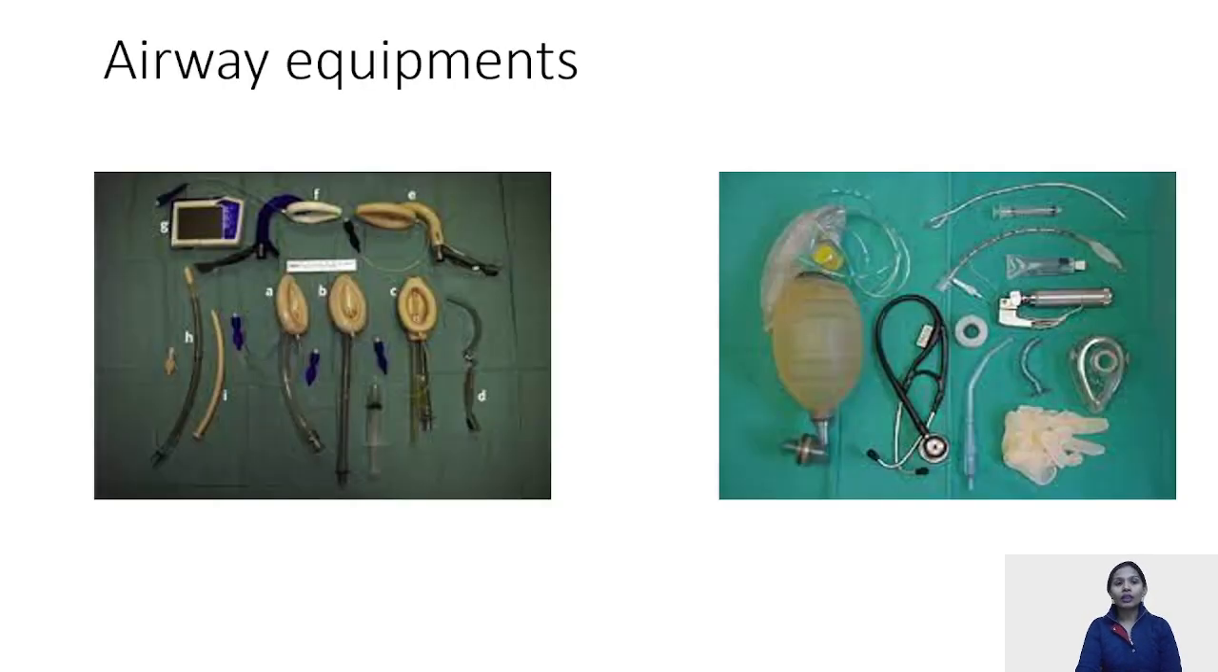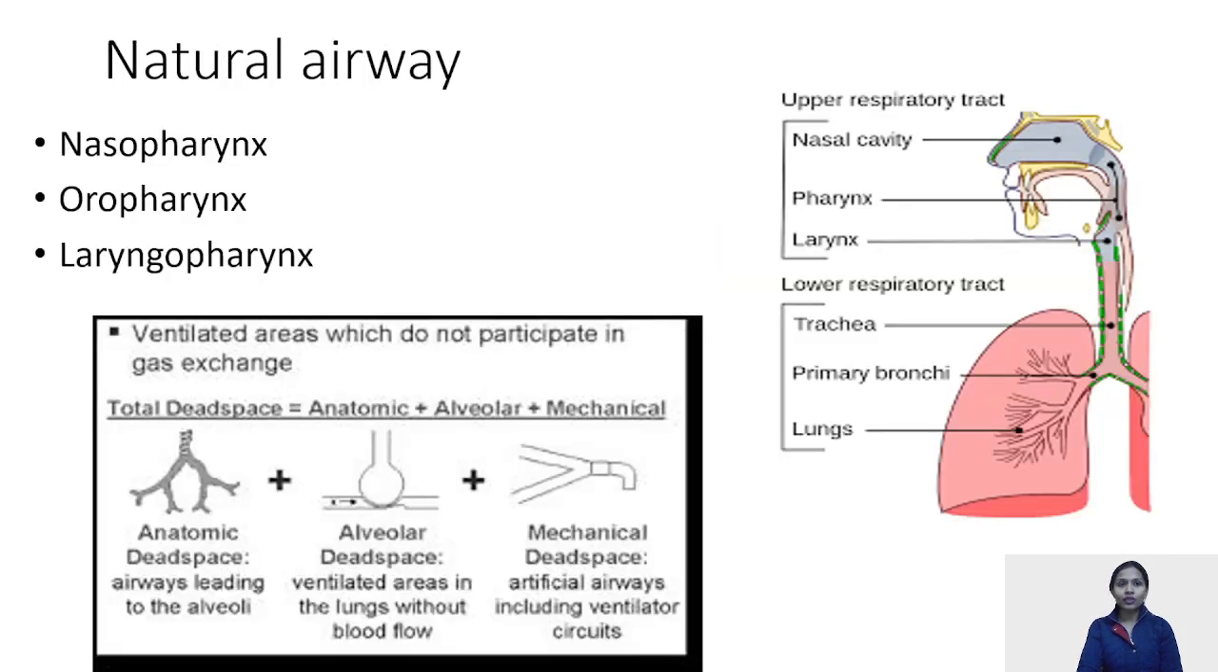So, starting with the airway equipment and the management part, before that, let's have a quick recap of the natural airway. Your natural airway is nothing but the passage through which the air enters our lungs. It comprises the nasopharynx, oropharynx and laryngopharynx. The thing that is very important for you all to understand is the concept of dead space.